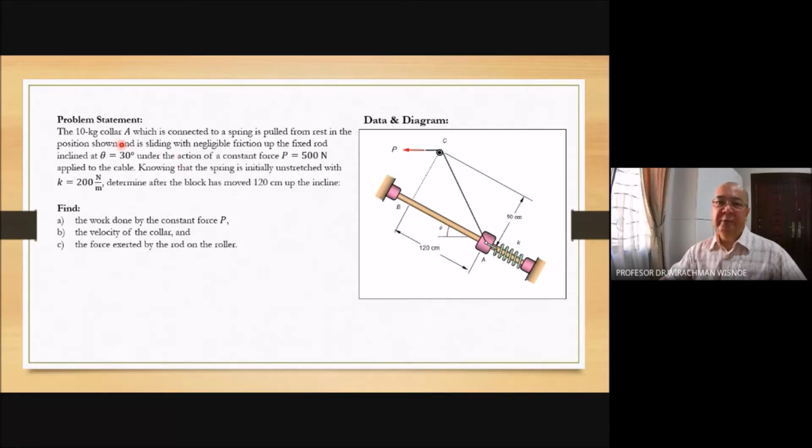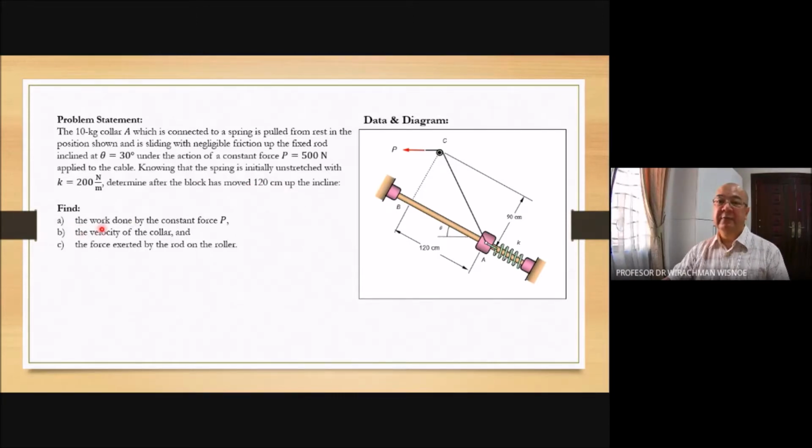The 10 kilogram collar A, which is connected to a spring, is pulled from rest in the position shown and is sliding with negligible friction up the fixed rod, inclined at theta equals 30 degrees, under the action of a constant force P, 500 Newton, applied to the cable. Knowing that the spring is initially unstretched, with k equals 200 Newton per meter, determine after the block has moved 120 centimeters up the incline.